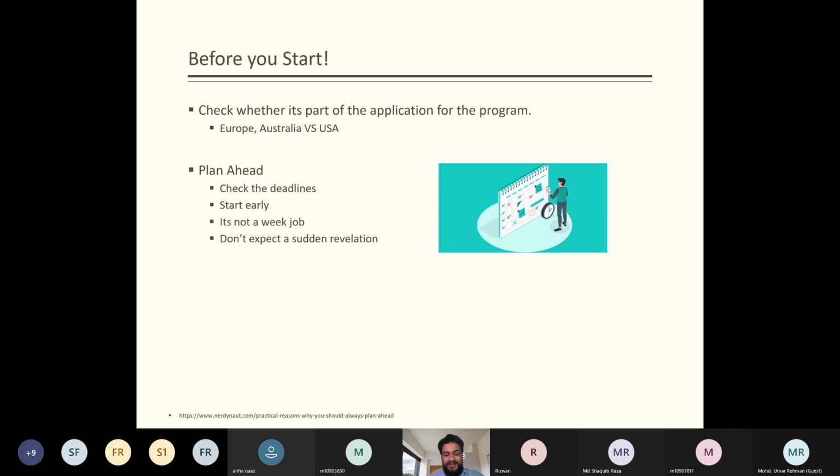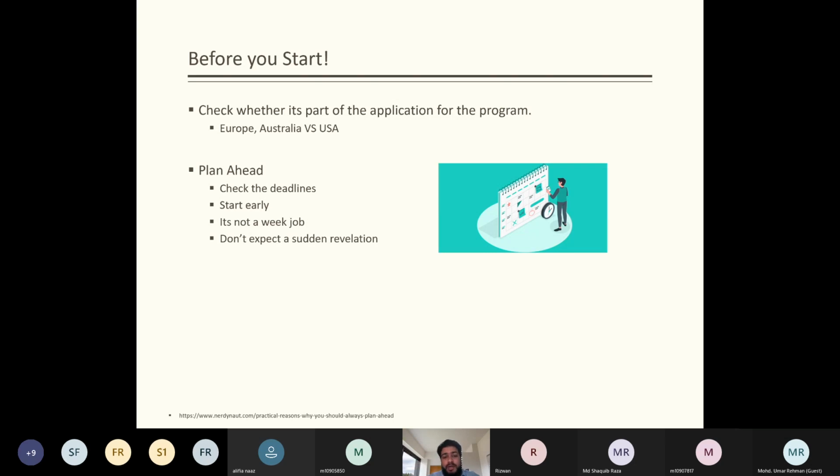and I still carry that weightage. I still do a lot of things at the end, but procrastination is not a good thing, especially in the case of a research proposal. So start working on it well ahead in time. Check the deadlines when it's needed. I know in Australia the deadlines are a year ahead.